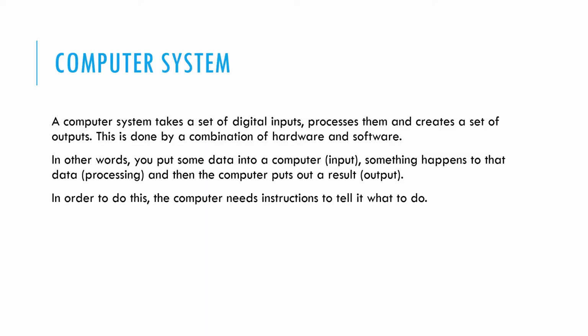What is a computer system? A computer system takes a set of digital inputs, processes them, and creates a set of outputs. This is done by a combination of hardware and software. In other words, you put some data into a computer, something happens to that data, and then the computer puts out a result. In order to do this, the computer needs instructions to tell it what to do.